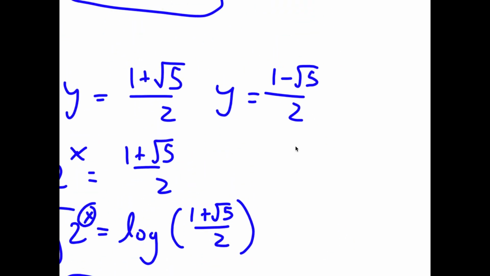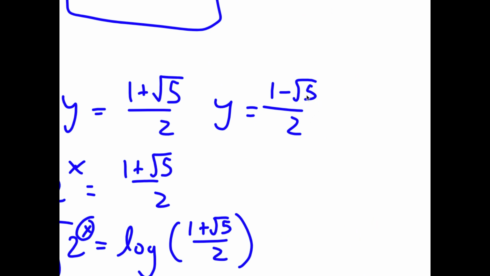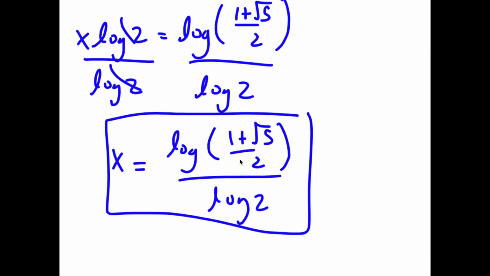Now for y equals 1 minus the square root of 5 over 2, well, 1 minus the square root of 5 is going to be negative, and you can't take 2 to the power of x and make it a negative number, so this is wrong. So my only solution is right here.